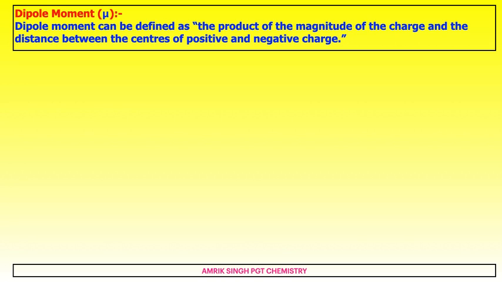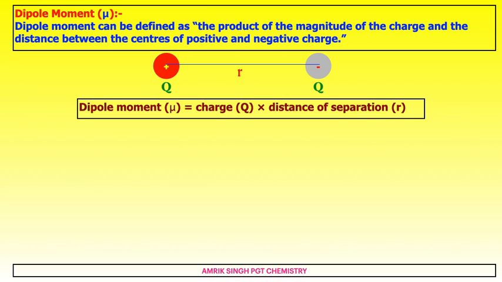Dipole moment. Dipole moment can be defined as the product of magnitude of charge and the distance between the centers of positive and negative charges as shown below. We have two charges; the charge is q and the distance between the centers is r. Then dipole moment will be equal to the magnitude of charge, that is q, and the distance of separation, that is r. Dipole moment is represented by mu. Mu is equal to q into r.